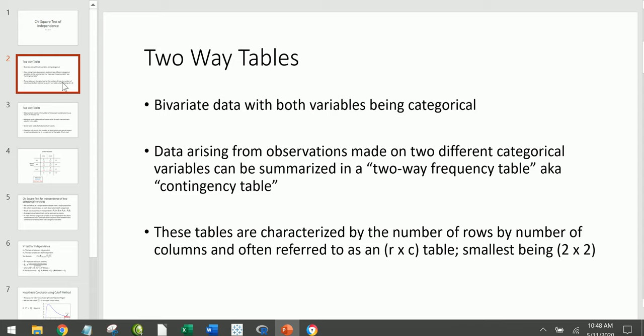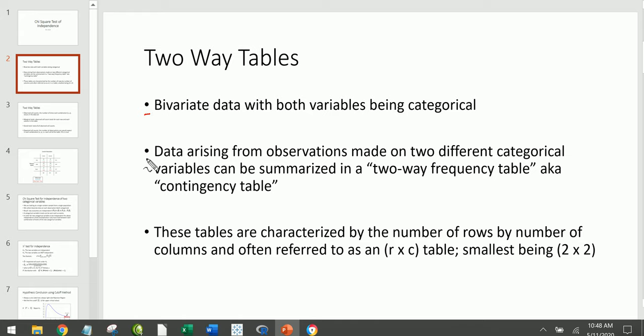So now imagine a case where you have two categorical variables, qualitative variables. Okay, so let's say you have the individual's political affiliation and their sex. So there you have bivariate categorical data. So this is what I'm talking about, and this is what we're going to be talking about in this entire lecture.